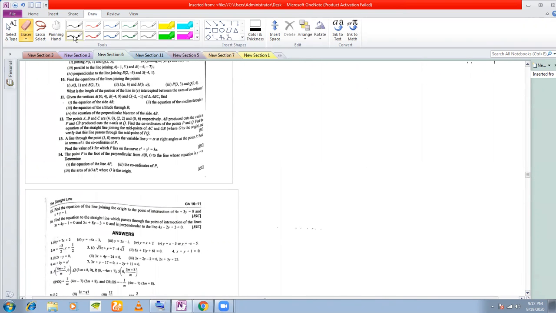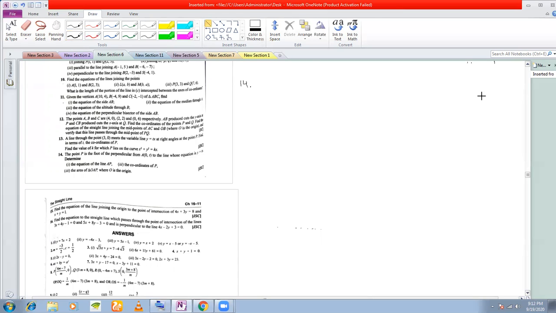Number 14. Now number 14 here, if you read the question, it says the point P is the foot of the perpendicular from A, (0, t), to the line y is equal to tx. Determine, first question, the equation of the line AP.